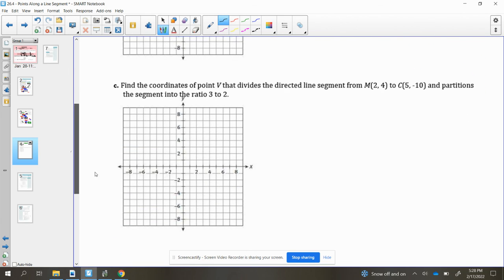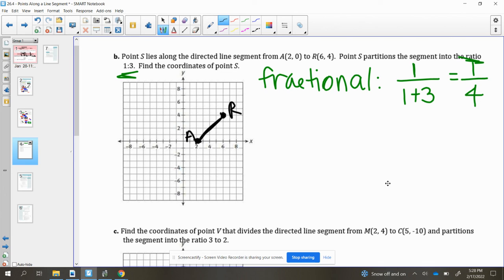Okay, you're also going to try that for part C. We will work more with these in class as well.